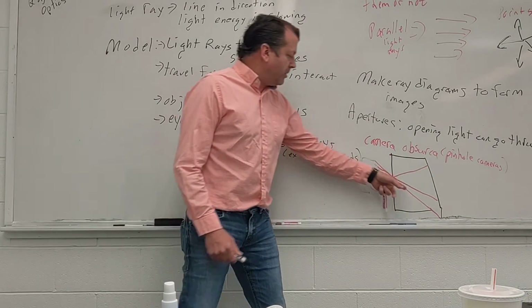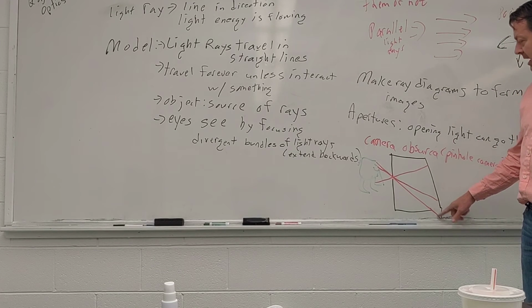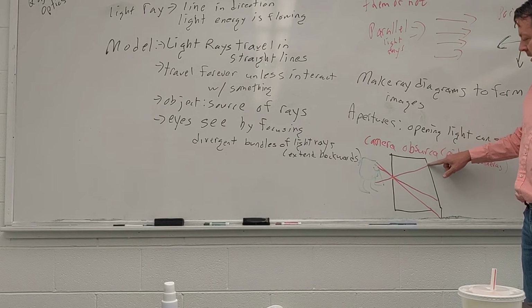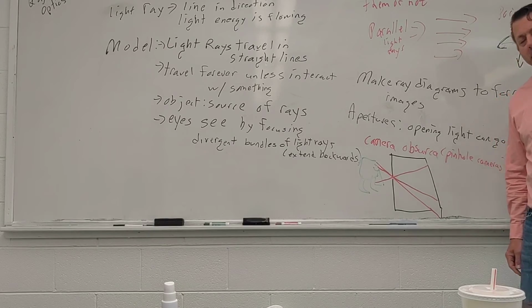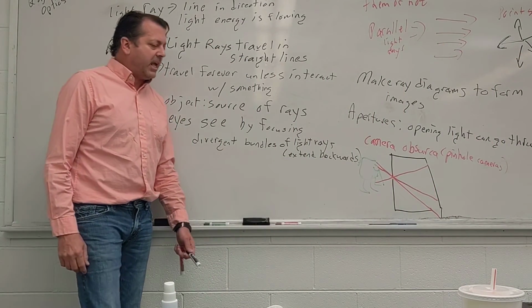Now, notice the image would be upside down. So the top of the shoulder of the elephant would be down here. The leg of the elephant would be up here. So you'd have an upside down, inverted image from this camera obscura.